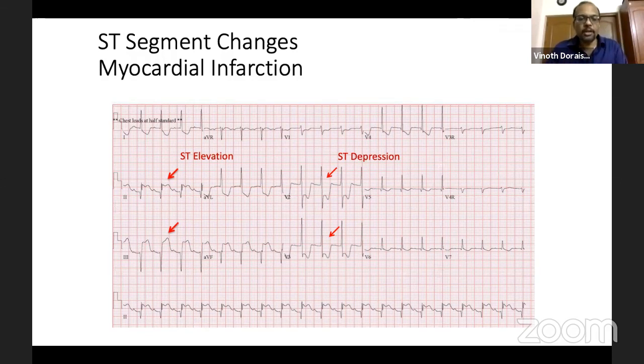So when you see a myocardial infarction, you will have the ST elevation in the leads which overlay the territory and the reciprocal ST depression in the electrically opposite leads. This is how you diagnose a myocardial infarction.